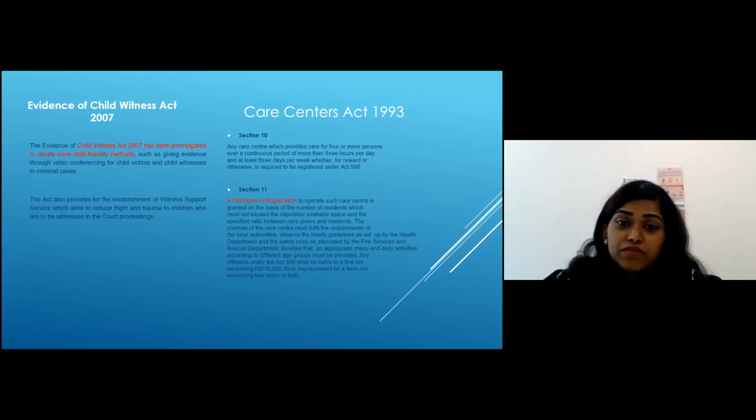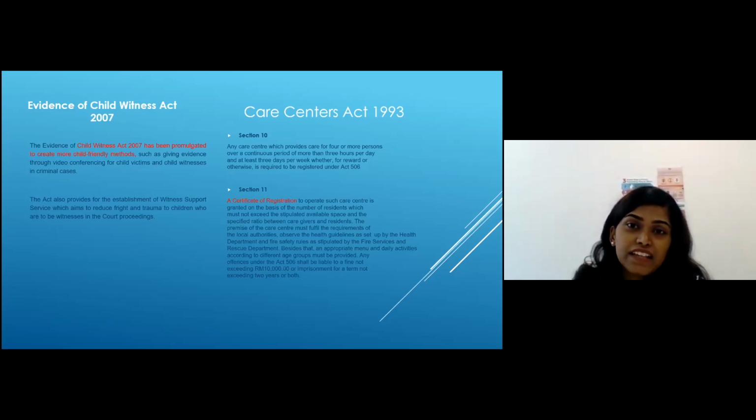And Section 11 is the certificate of registration to operate such a care center. It is granted on the basis of the number of residents, which must not exceed the stipulated available space and the specified ratio between caregivers and residents.